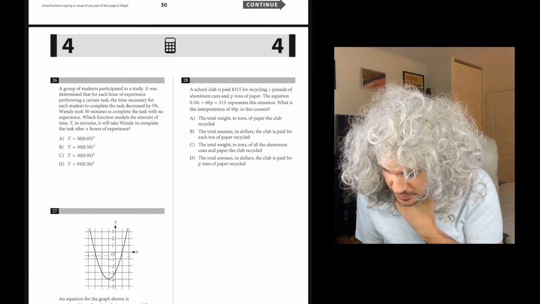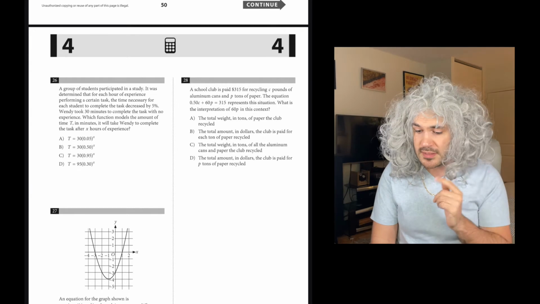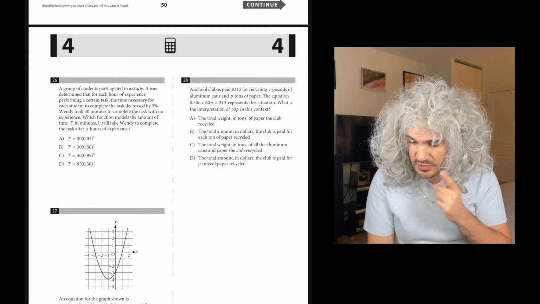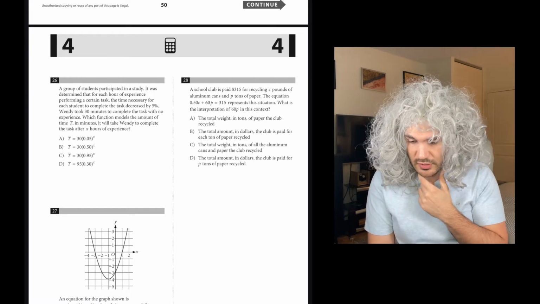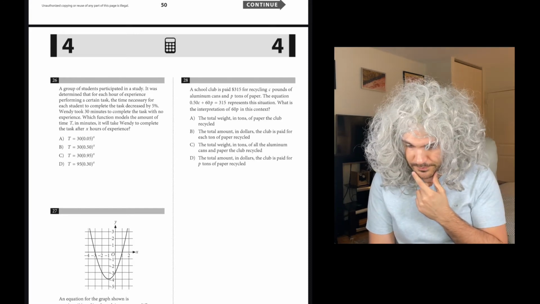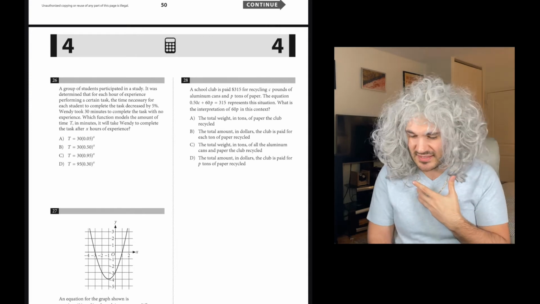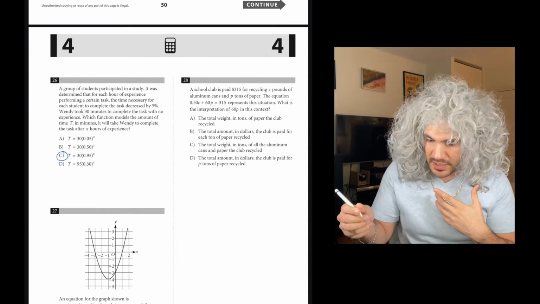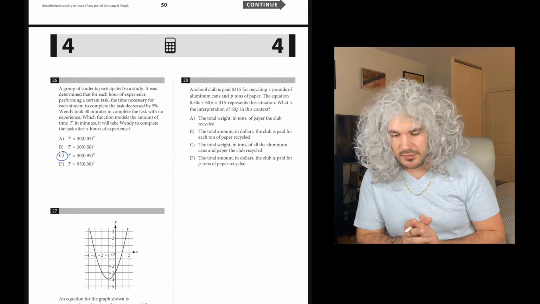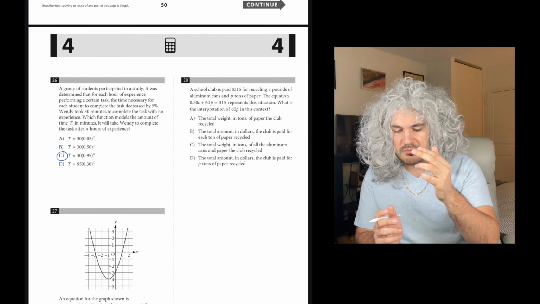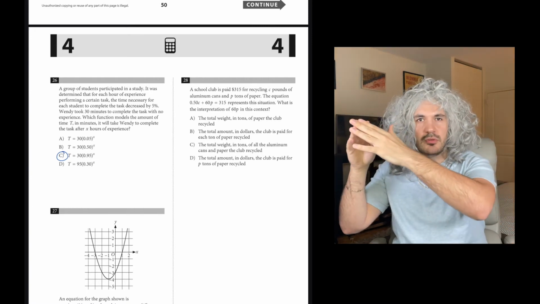Participate in the study. It was determined that for each hour of experience, the time necessary to complete the task was decreased by 5%. Wendy took 30 minutes to complete the task with no experience. Which of the following functions models how long it'll take her after x hours of experience? You could do this in a couple of ways. I recognize that it should be C because we keep decreasing it by 5%, and it's an exponential thing.